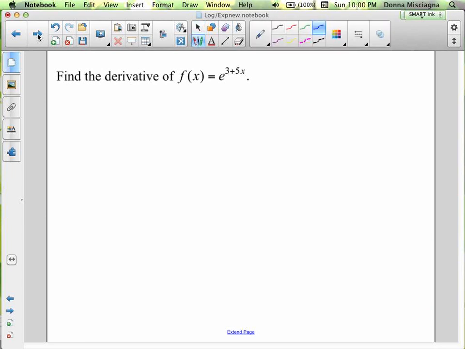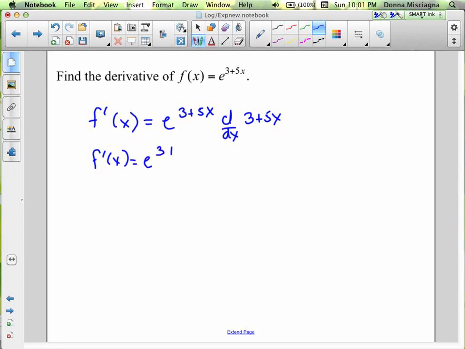All right, so here we want to find the derivative of f of x equals e to the 3 plus 5x. So the derivative is going to be an exact copy, which would be e to the 3 plus 5x, times the derivative of our exponent of 3 plus 5x. Let me just write down the rest of it. So our derivative is going to be e to the 3 plus 5x times the derivative of 3 plus 5x, which is just 5, because the derivative of 3 is 0. Move the 5 in front. So the derivative of e to the 3 plus 5x is going to be 5e to the 3 plus 5x. And there we are. We're done.